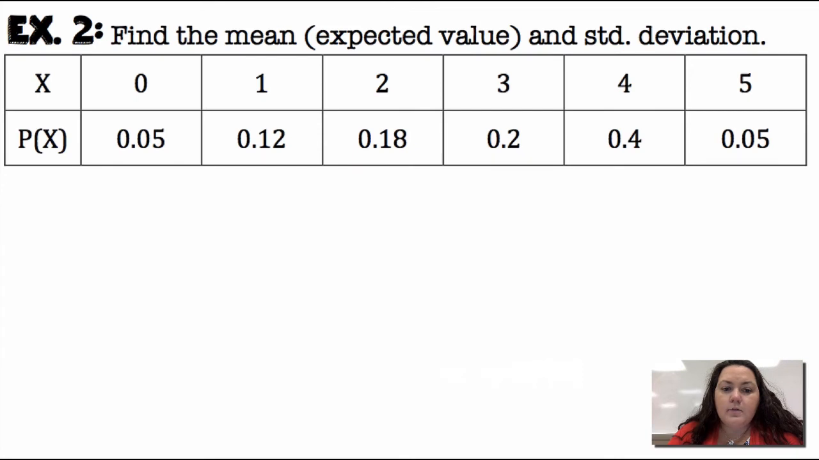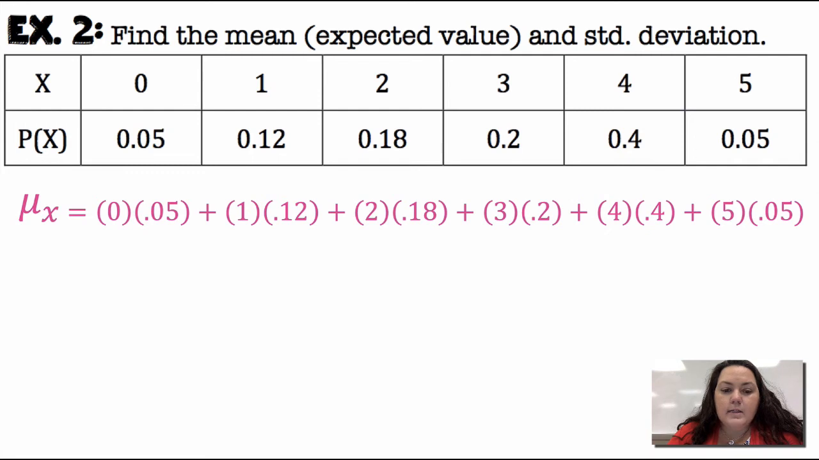All right, example 2: find the mean, which is the expected value, and the standard deviation. So you have a probability distribution. You can plug this in your calculator. List 1 would be 0, 1, 2, 3, 4, 5. List 2 would be 0.05, 0.12, 0.18, 0.2, 0.4, 0.05. Stat, calc, 1-Var Stats, list 1, and then your frequency list, list 2.